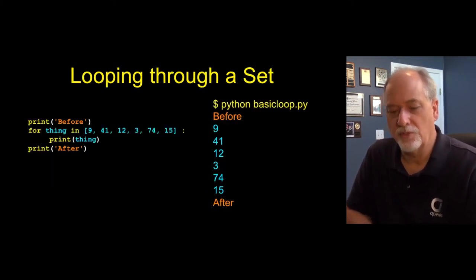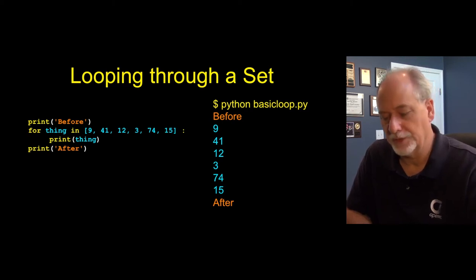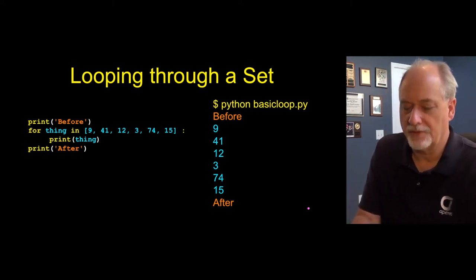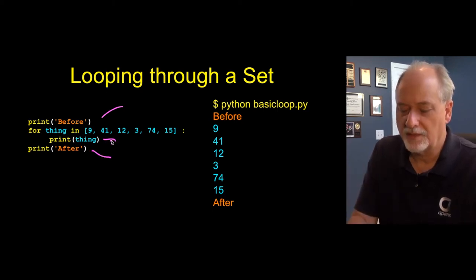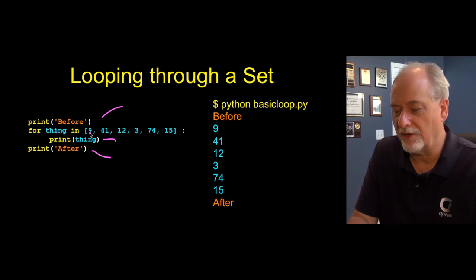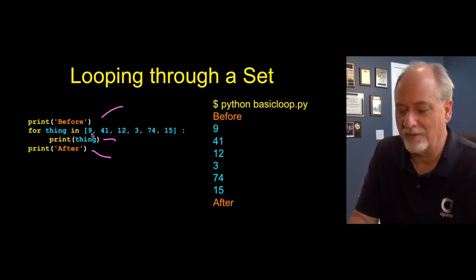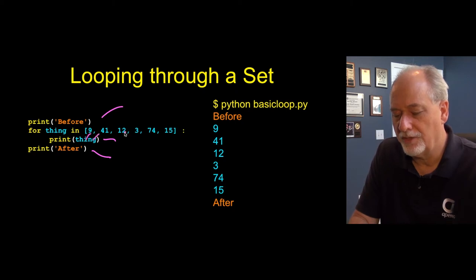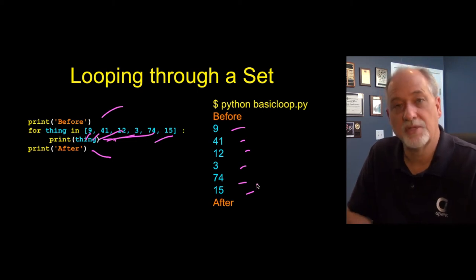So we're going to use this loop. It's just going to loop through a set of 6 numbers. We're going to do something before the loop, we're going to do something after the loop, and then we're going to run the loop some number of times. In this case, thing is our iteration variable because I'm using unmnemonic variables now. So it's going to run 9, 41, 12, 3, 74, and 15. It's going to print these things out. So it runs this loop 6 times, and away we go.